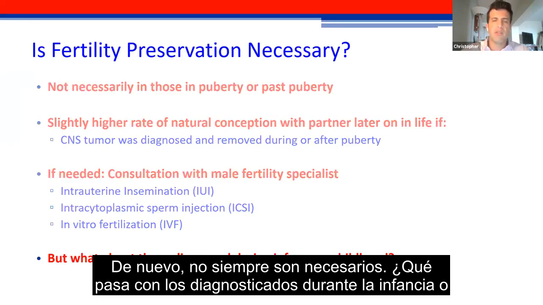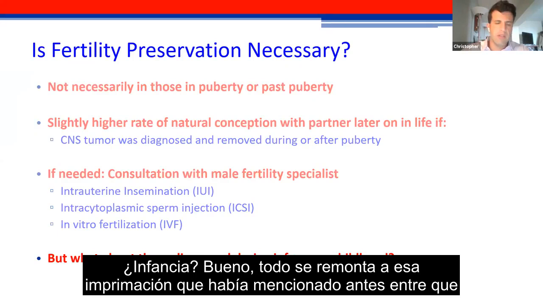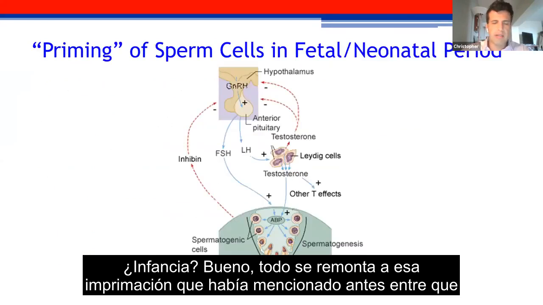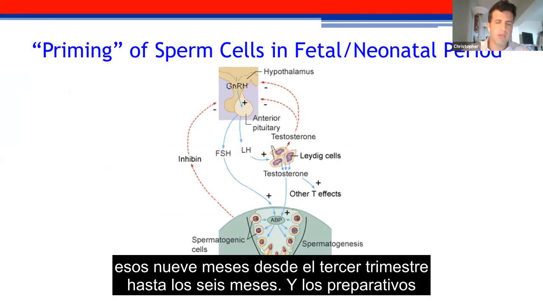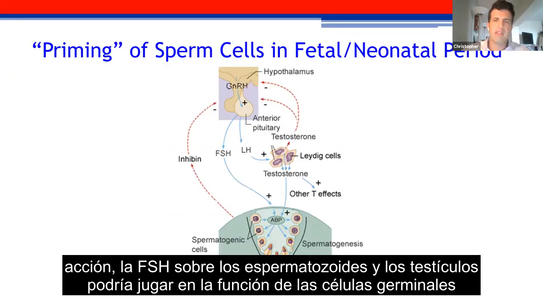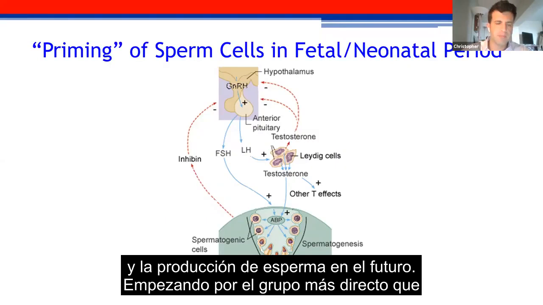What about those diagnosed during childhood or infancy? Well, it all goes back to that priming I had mentioned earlier between that follicle stimulating hormone released from the anterior pituitary in utero and in early infancy, those 9 months from the third trimester through 6 months, and the preparatory action the FSH on the sperm cells and the testicles might play on germ cell function and sperm production down the road.